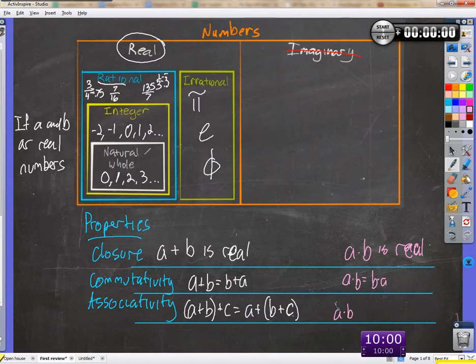A times B first, then times C is the same as B times C first, and times A later. Okay? So they both have an operator, and multiplication is an operator. And now, technically speaking, the real numbers only are added together and are multiplied together.